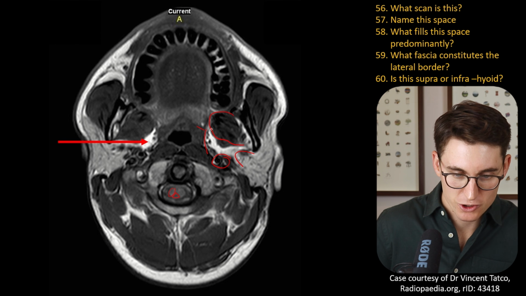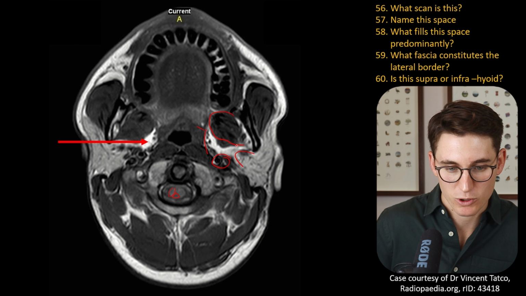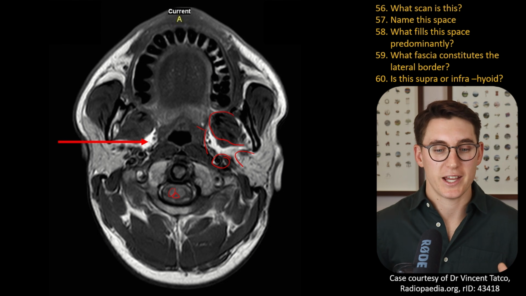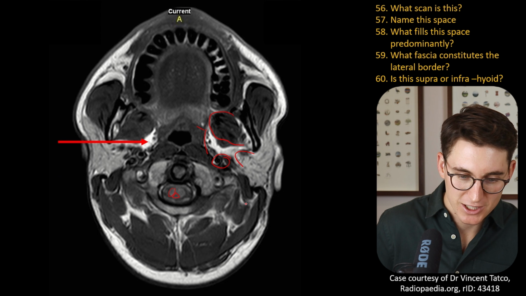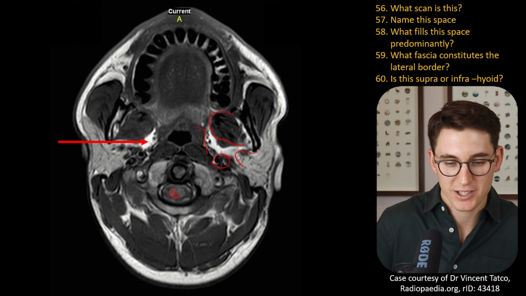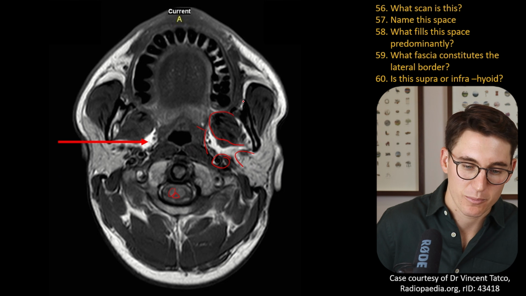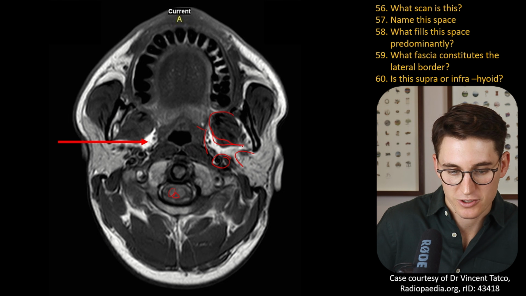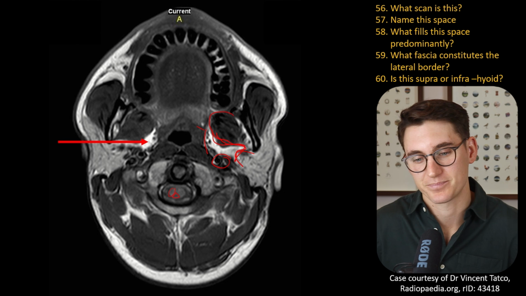Now, which fascia contributes to this lateral border of this space? Well, we know that our superficial layer of our deep cervical fascia covers our sternocleidomastoid muscle, our trap muscles, and then as we head up superiorly here, covers our parotid space and our masticator space. So this is our superficial layer of our deep cervical fascia.